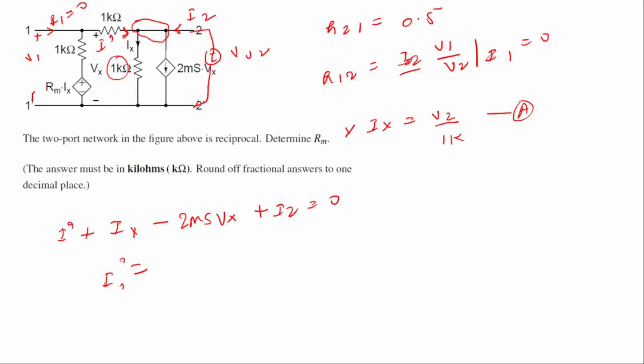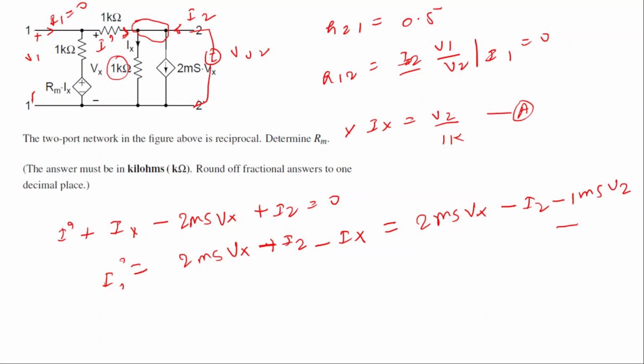So I dash will be equal to 2 millisiemens times Vx minus I2 minus Ix, and Ix is V1 minus V2 by 1K. So 2 millisiemens Vx minus I2 minus 1 millisiemens V2. Okay, so this is our second equation. Now let's apply the KVL at this loop.